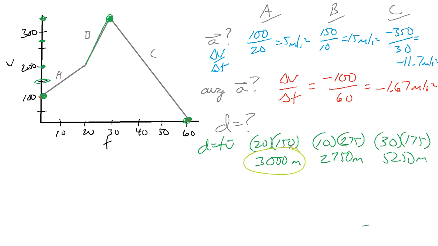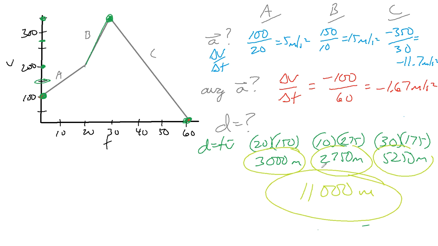So 3,000 for the first part, 2750 for the second part, and 5250 for the third part. So all I have to do is take those 3 and add them up. And if I do that, I will get 11,000 meters altogether. So that's how far this, whatever it is, happened to go during this time frame.